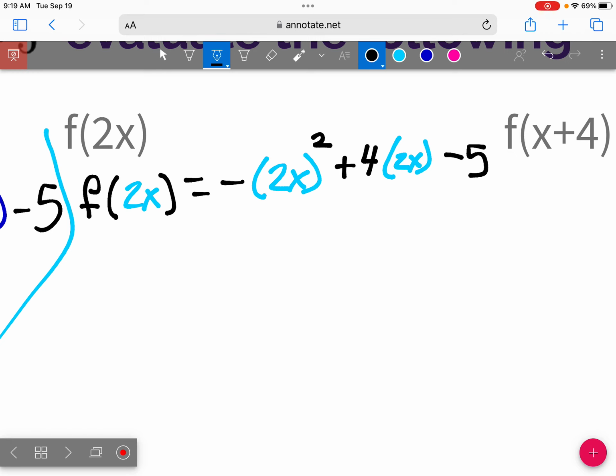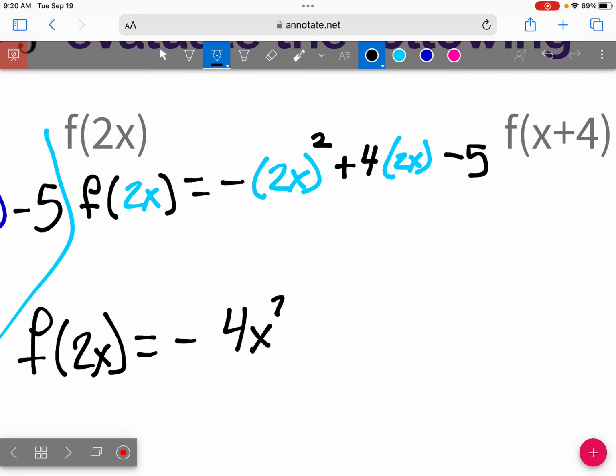So then let's simplify this. F of 2x equals, what is 2x squared? 4x squared. So we have the opposite of 4x squared. What is 4 times 2x? 8x minus 5. Can I simplify that any further? No. No was the correct answer there.